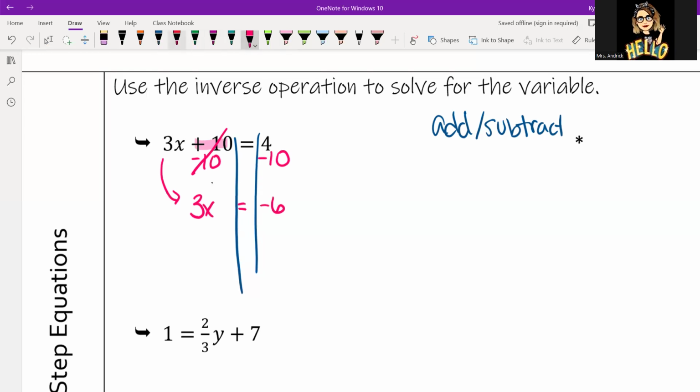After we add or subtract, then we multiply or divide. In most cases, it'll be multiplication. Sorry, not multiplication. We'll be dividing like 95% of the time. So this is 3 times x, so we're going to divide both sides by 3. And negative 6 divided by 3 is negative 2.